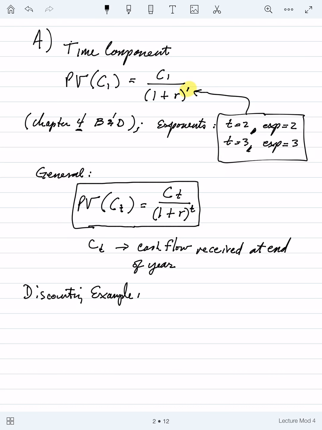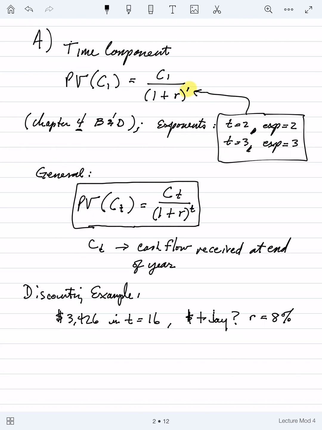Let's imagine we've got a flow of cash. Let's say 3426 is to be received in 16 years. What's it worth today? It's going to be received in time period 16. What's it worth today? And let's imagine r is equal to 8%.